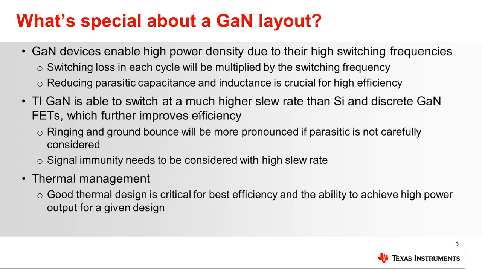The third one is the thermal design considerations. As we mentioned in the first and second points, GaN will enable a higher power density design, which could make heat dissipation challenging in a small form factor. A good thermal design not only could help achieve a higher efficiency, but also allow the design to achieve a higher power level.